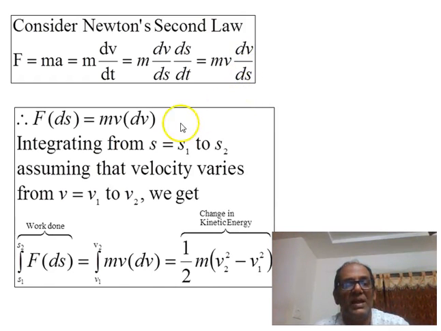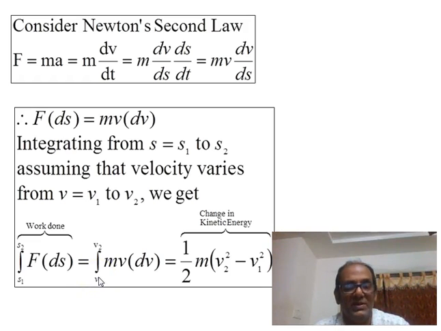We'll slightly rearrange the terms, that is, we'll take this ds onto the other side and we say F ds is mv dv. We integrate this equation between limits s equal to s1 to s2. See that s is the integrating variable here, v is the integrating variable here, and so we say that when s is equal to s1, v is equal to v1, when s is equal to s2, v is equal to v2.